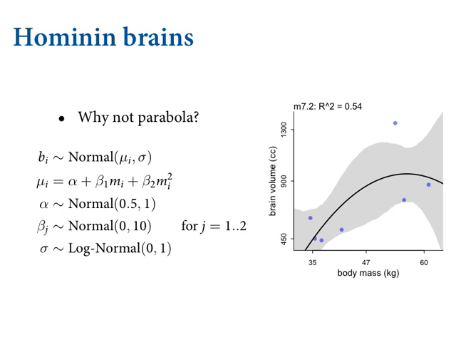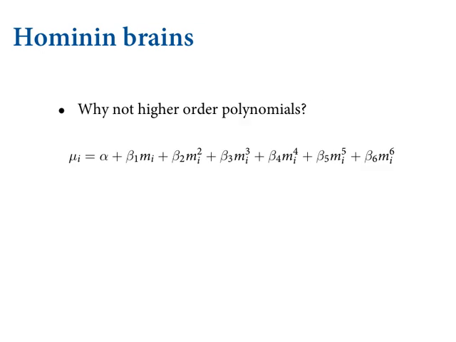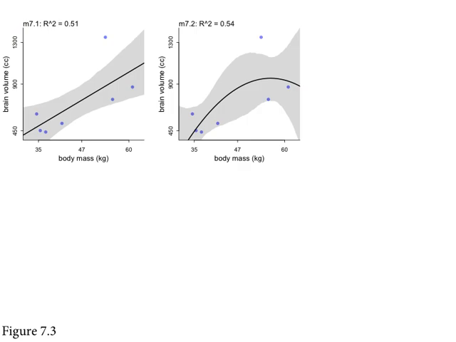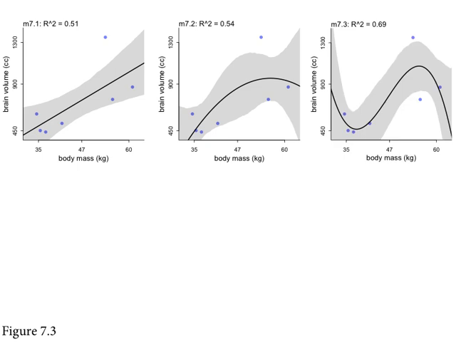But there's no reason to stop at a parabola. There's nothing special about parabolas. We can go all the way to a sixth-order polynomial here, and then we run out of data points. Let me show you what happens as we progressively march through higher-order polynomials. Here are the two I just showed you, the linear and second-order, right? We go from R squared 0.51 to 0.54.